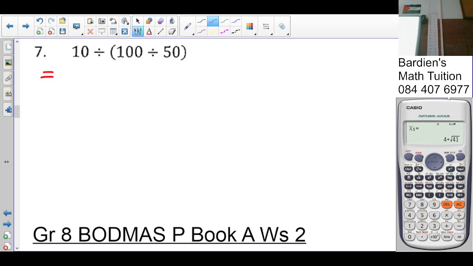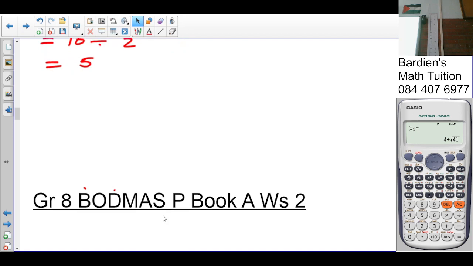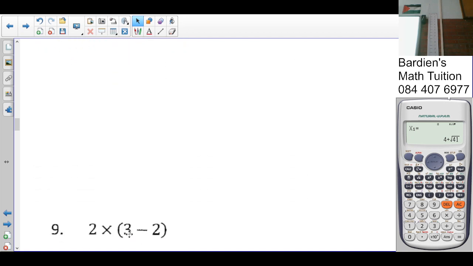Okay, in the sum we have division and brackets. So what needs to be done first? The brackets. So it's going to be 10 divided by, what's 100 divided by 50? 2. 10 divided by 2 is 5. Let's go to the next one.